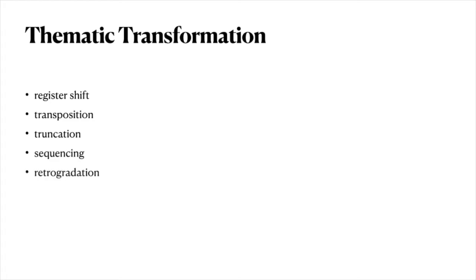So to recap, here's a list of the various methods of thematic transformation I used in the piece: register shift, transposition, truncation, sequencing, retrogradation, inversion, or a combination of many. This is by no means a complete list, as it only deals with transformations of pitch, and doesn't even get into all the ways you can transform the rhythm of a theme.